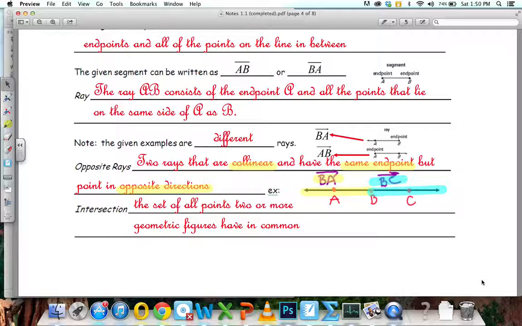And then an intersection is simply the set of all points that two or more geometric figures have in common. So two lines can intersect, two rays can intersect, two planes can intersect, right? All kinds of things can intersect. Any of the points that those two geometric figures have in common is known as their intersection.